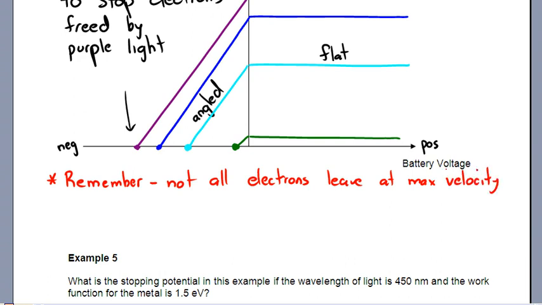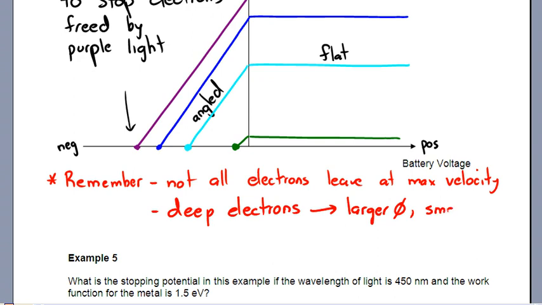Only the surface ones would, right? So deep electrons have a larger work function. It's tougher to get them out. They're going to end up with a smaller leftover kinetic energy. Deep electrons get stopped first. They're just not going as fast. So even a small negative voltage will start to slow them down and stop them.